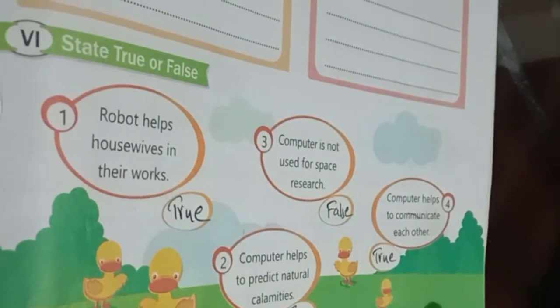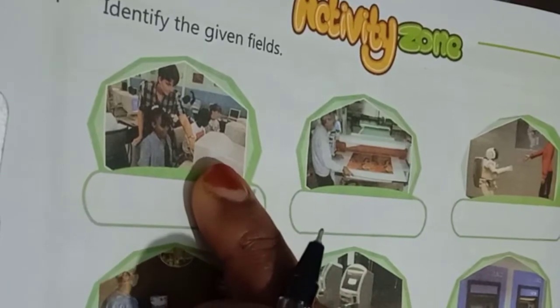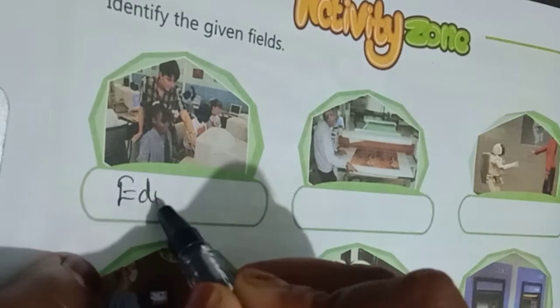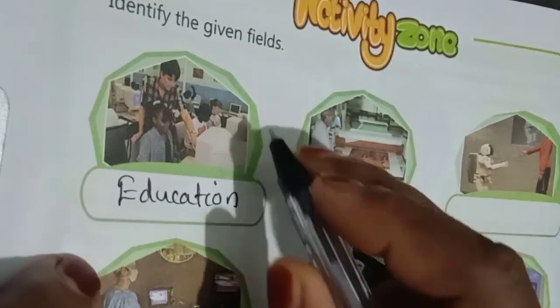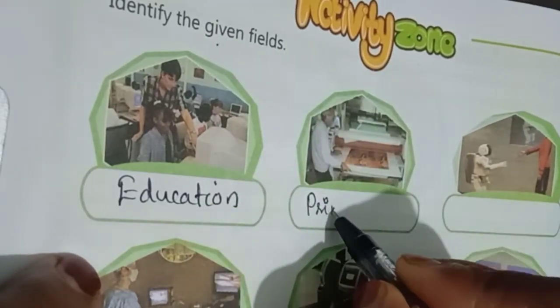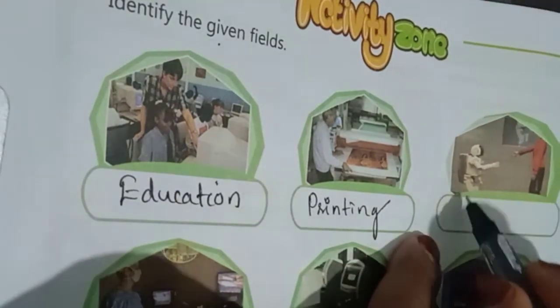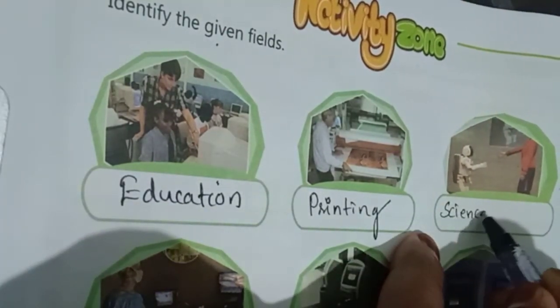Okay. Then the next thing that you have to do is activity zone. That is, identify the given field. Where is this one, children? This is education, right? It's in the school. So write there education, or you can write school, okay? And here, where is this one? Printing, right? So write here printing. And here Robot is there. It is giving a handshake. So it's science and technology, right? That is a field used here.